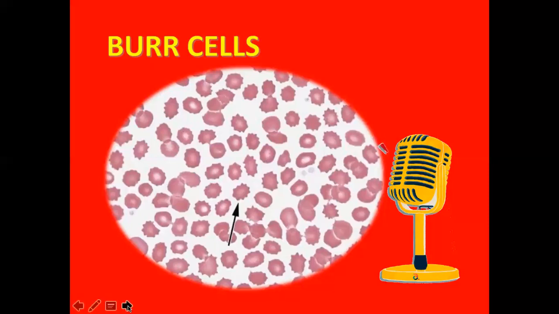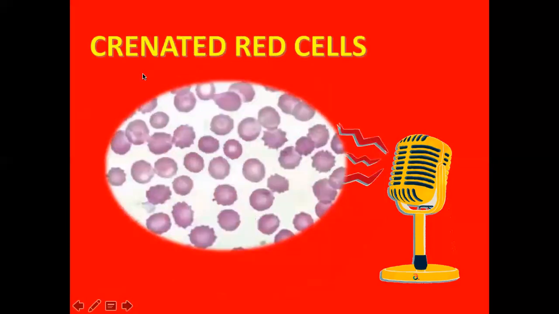And the next one is the crenated red cells. So these crenated red cells, also known as the echinocytes, have evenly distributed, uniformly blunt spicules or bumps.